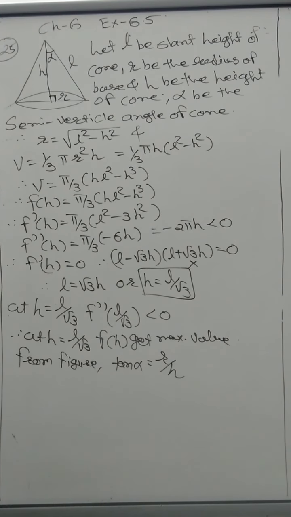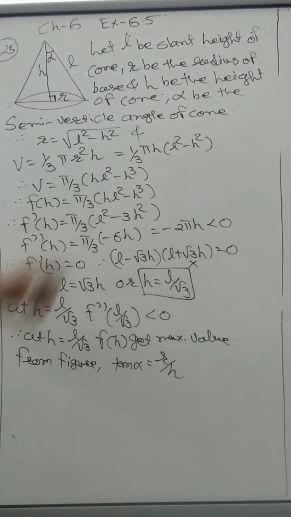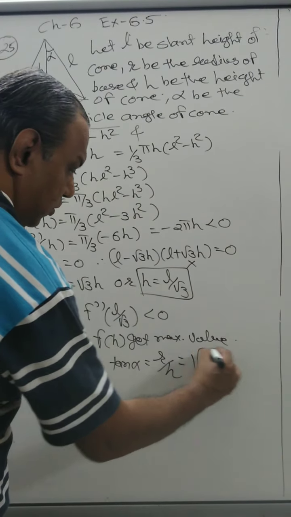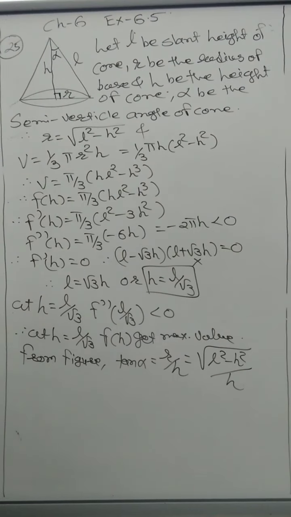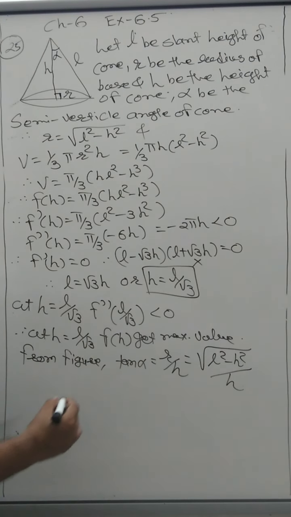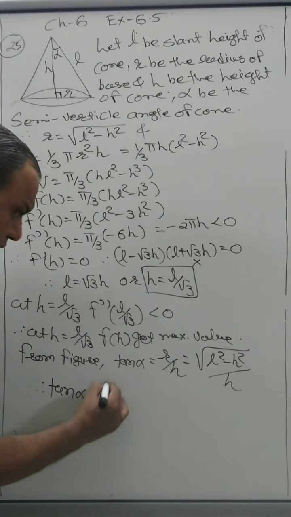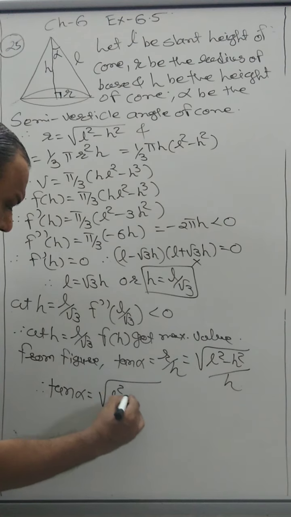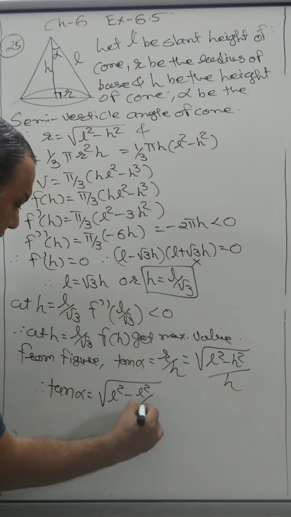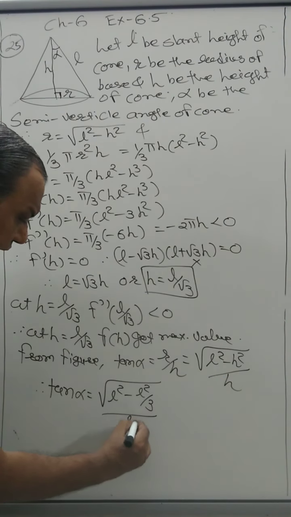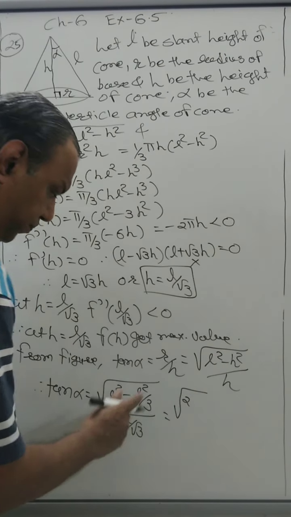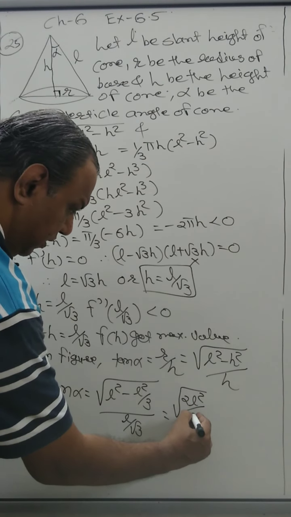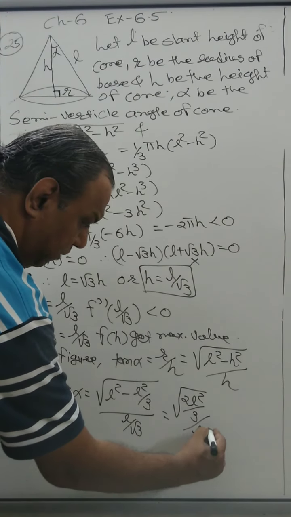Here r is equal to, given that, root of L square minus h square, so it is under root L square minus h square upon h. Now we just place the value of h equal to L upon root 3. Therefore tan alpha is equal to root of L square minus L square by 3 upon L upon root 3. It is under root 2 L square upon 3 upon L by root 3.